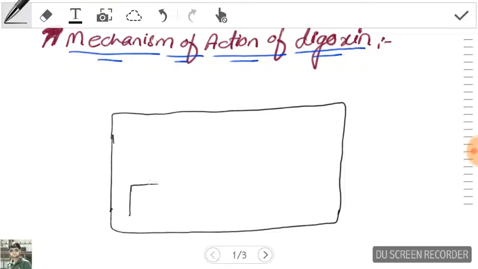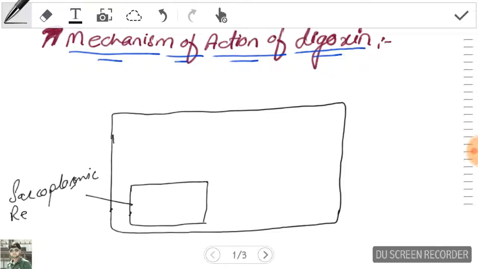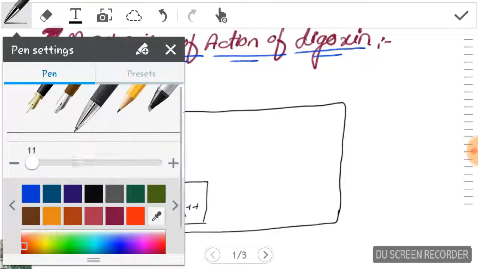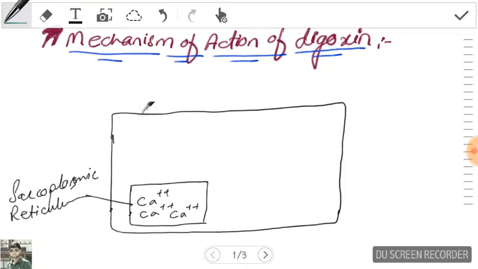So this is the cardiomyocyte. It has the sarcoplasmic reticulum. The function of the sarcoplasmic reticulum is that it stores calcium ions. So this is about the cell, and it has different types of receptors and channels.